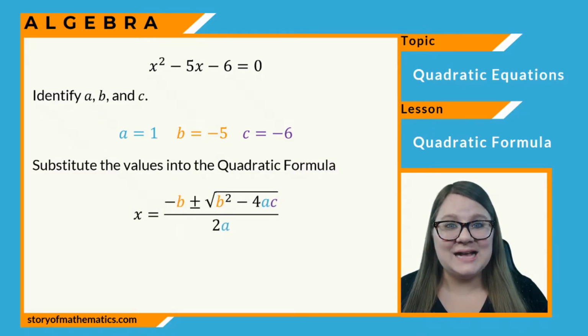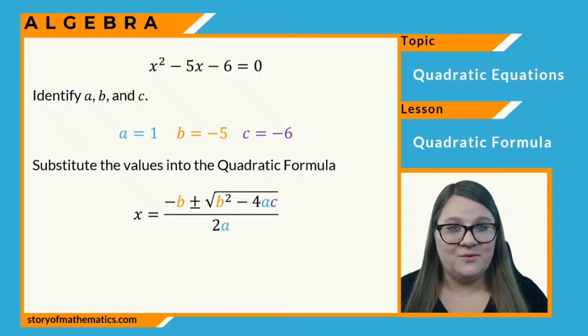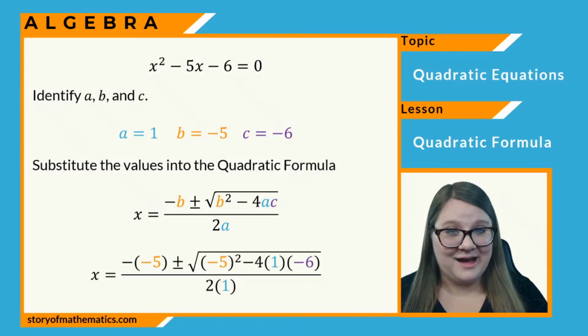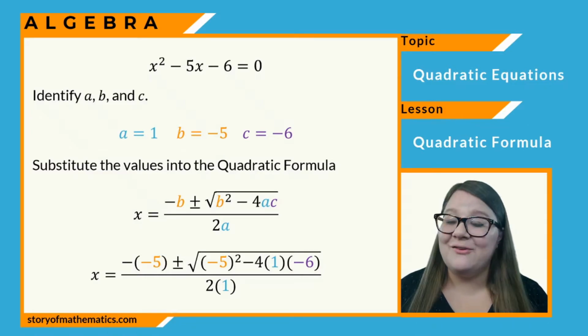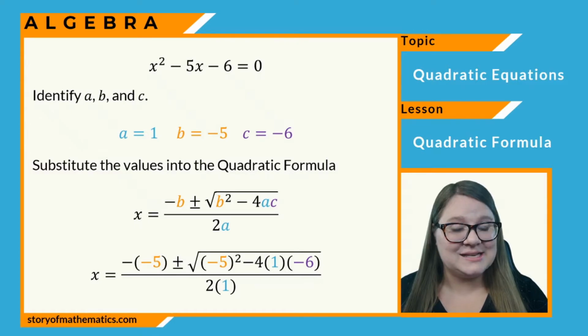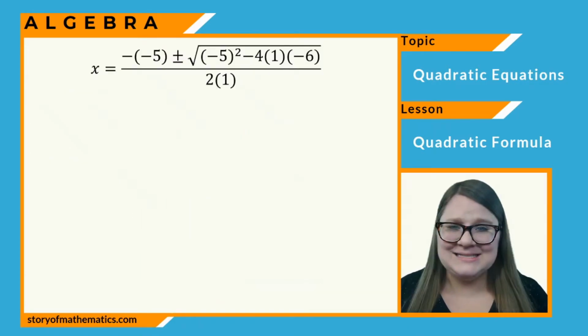So remember, it's x equals negative b plus or minus the square root of b squared minus 4ac all over 2a. So in this case, that's x equals negative 5 plus or minus the square root of negative 5 squared minus 4 times 1 times negative 6 all over 2 times 1. Now, I can simplify this.